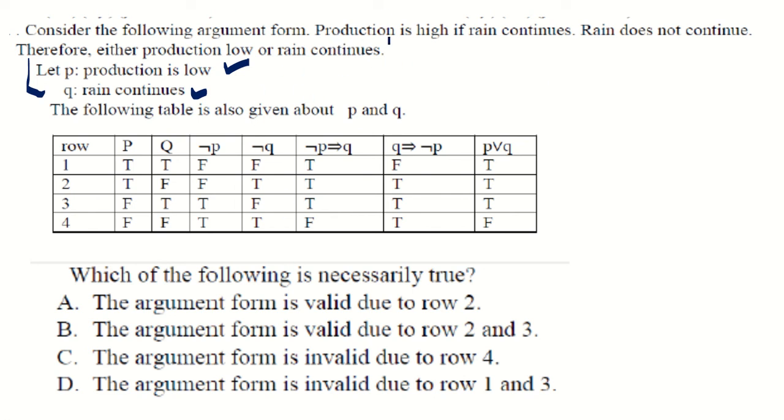Let's see it. Production is high means the opposite of production is low, which is P. So negation P if rain continues. If rain continues means negation Q or P. This is one of the premises. Rain doesn't continue, that means negation Q. This is another premise. Therefore means the conclusion part. Therefore either production low or rain continues, either production low means P or Q.